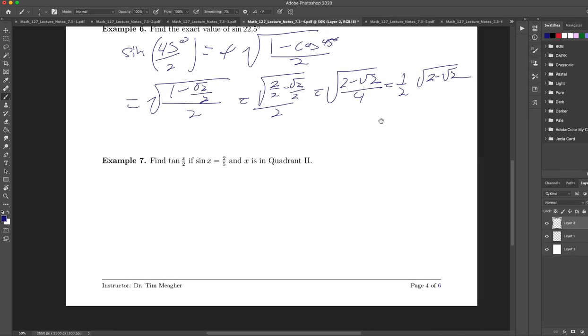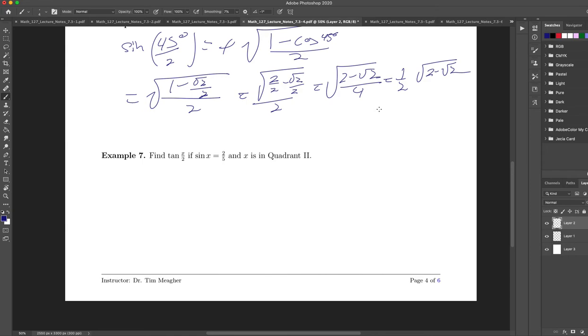All right. So find tangent of x over 2 if sine of x is 2/5, x is in quadrant 2. So let's go ahead and do this. So here, if I have 2/5 in quadrant 2, I'll draw my triangle. I'll put my x here. There's a 2 here and a 5 here. And so we'll go ahead and figure out what's here.